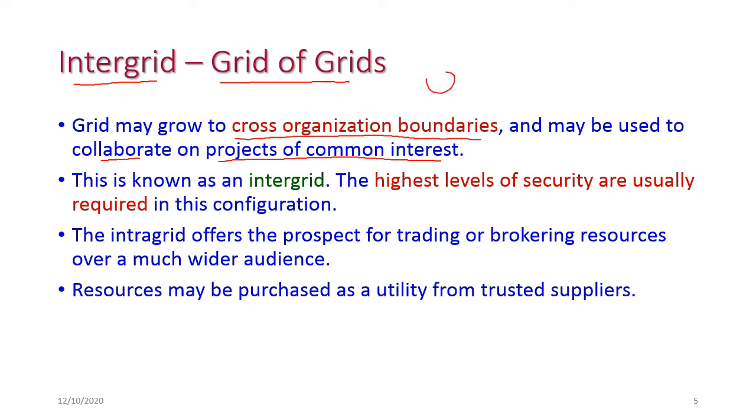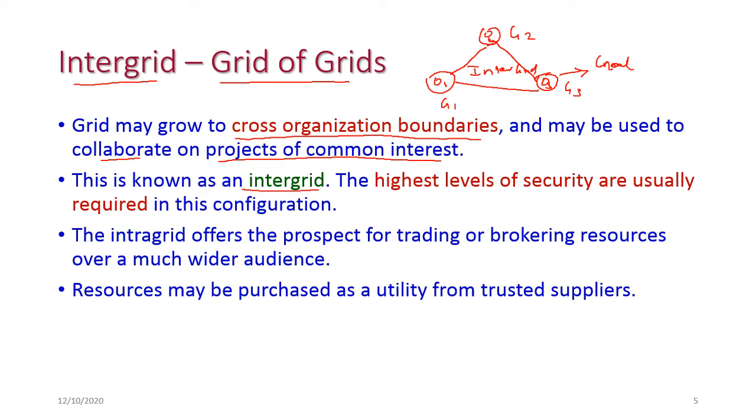Here we have more organizations: organization 1, organization 2, and organization 3. These organizations will combine together, and all the organizations have separate grids, G1, G2 and G3. All these grids will be combined together to form a very huge grid. This is called intergrid, and these organizations have the same goal. That is, those organizations are working for similar applications, and this is known as intergrid.